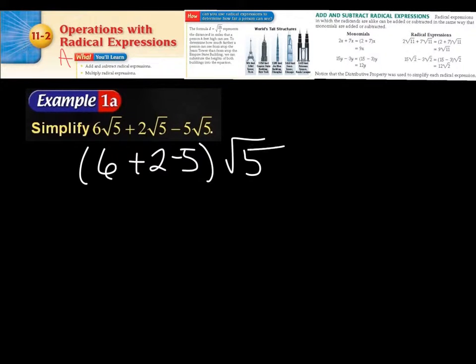So I could factor out the square root of 5 out of these three terms, and I'd have 6 plus 2 minus 5. And 6 plus 2 is 8, minus 5 is 3.